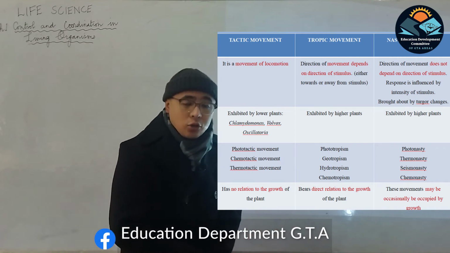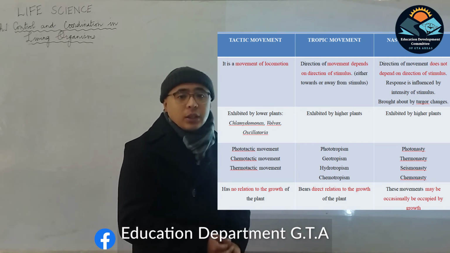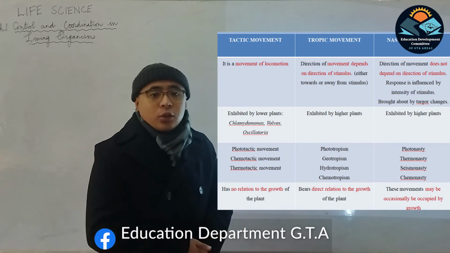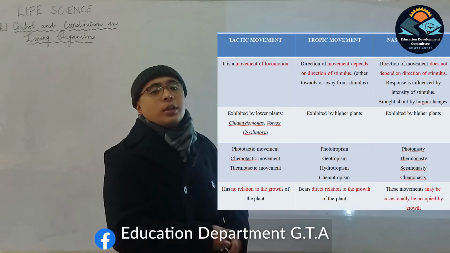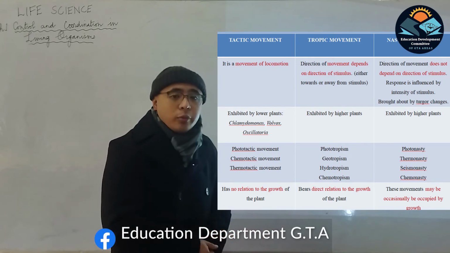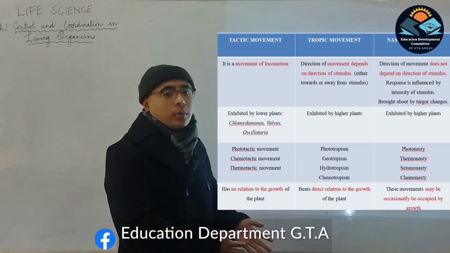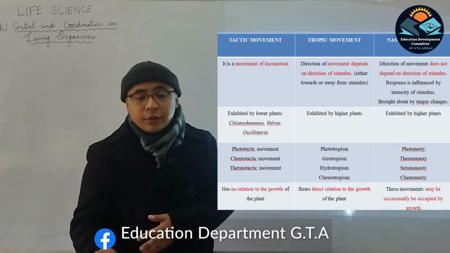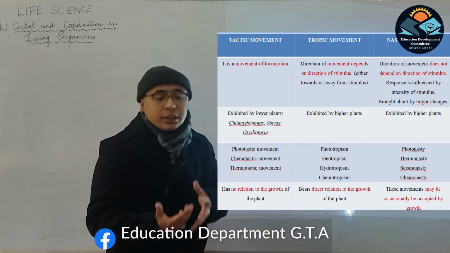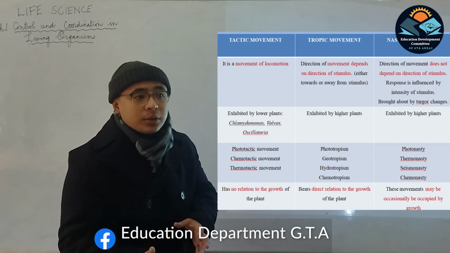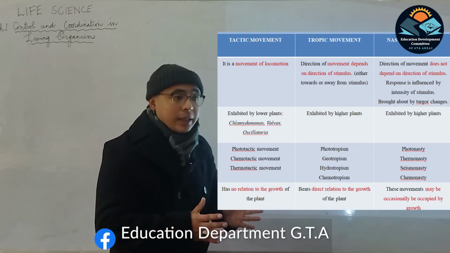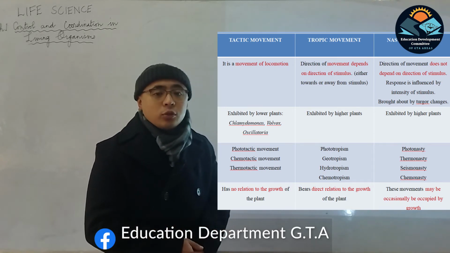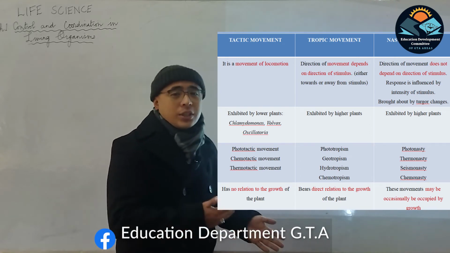The different types of tropic movements are phototropism. Here again, photo implies light. So phototropism is the tropic movement exhibited by plants in response to light. However, since tropic movements can be either towards the stimulus or away from the stimulus, phototropism is either positive or negative. Positive phototropism is the movement towards light, and negative phototropism is the movement away from light.